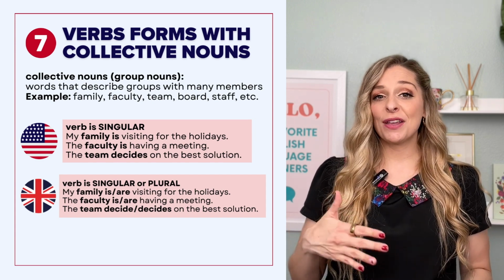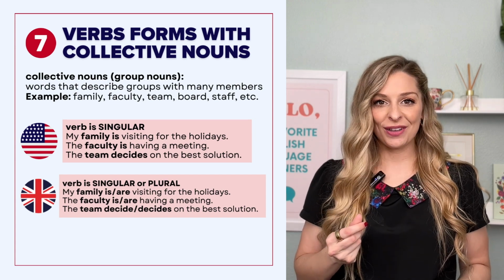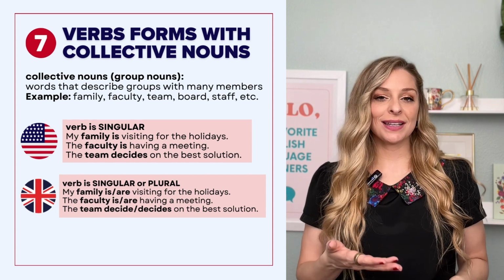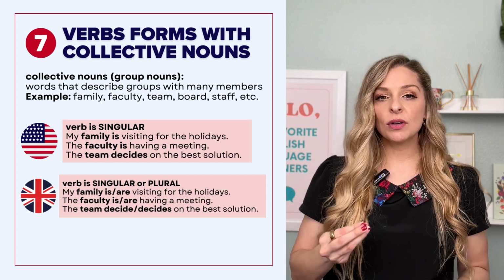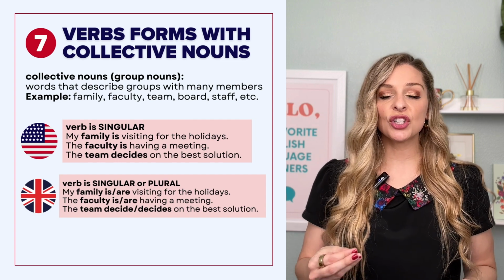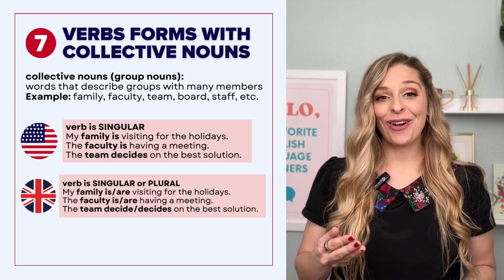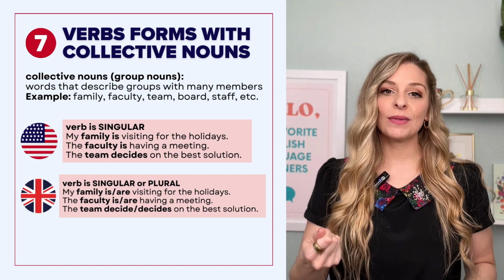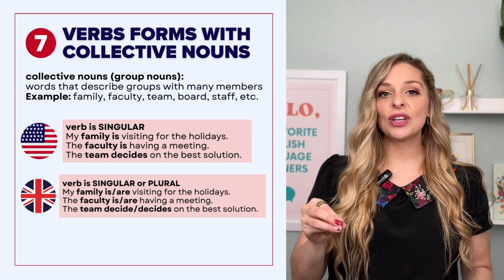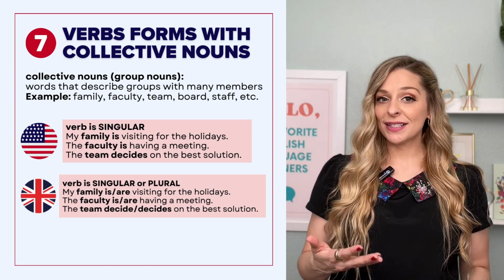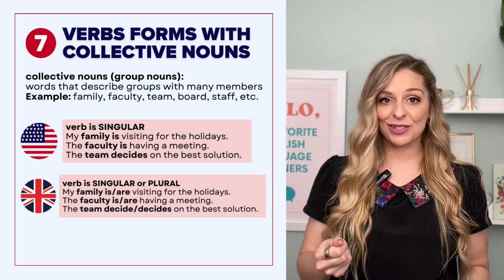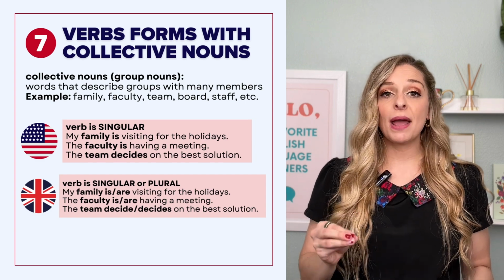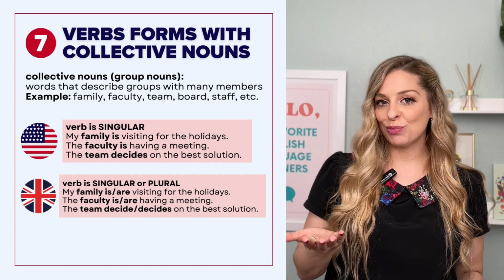So you can say, "My family is or are visiting for the holidays," or "The faculty is or are having a meeting," or "The team decide or decides on the best solution." Now, I have also heard another rule related to this in British English, that if the group is disagreeing on something or they are not working in unison, then you are more likely to use the plural form of the verb because this emphasizes each individual as making a distinct choice. For example, "The team disagree on the best solution." Since each person is thinking for themselves, you are emphasizing the fact that there are many group members, and so you will choose the plural form of the verb.